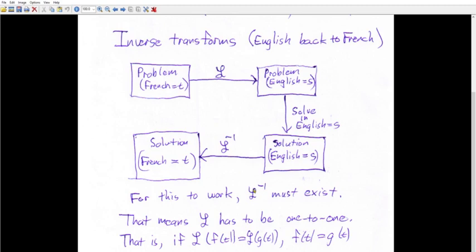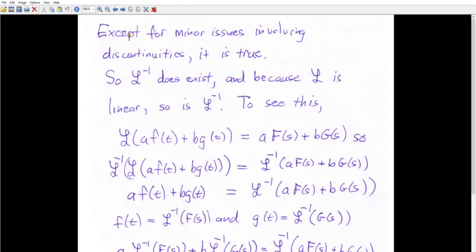And for there to be an inverse Laplace transform, L is going to have to be a one-to-one function, because we can't have two different functions having the same Laplace transform. If you tried to go back, which of them do you go back to? So Laplace transform of f equaling Laplace transform of g must mean that f is g, and that turns out to be true, except for minor issues involving discontinuities. We'll deal with those later, but except for that, L is one-to-one, and L inverse does exist.